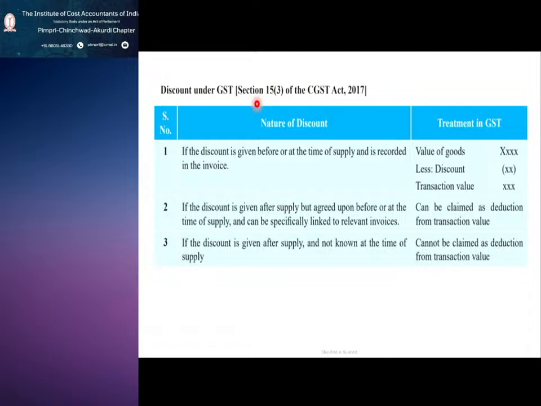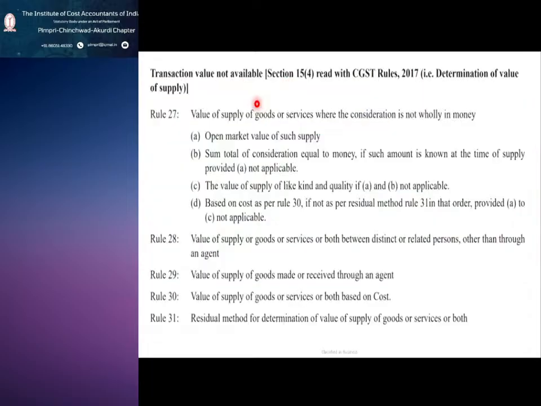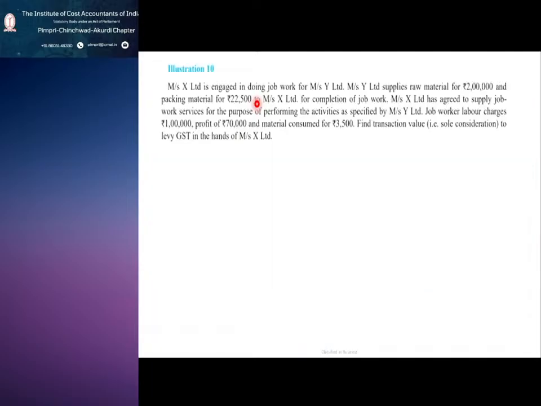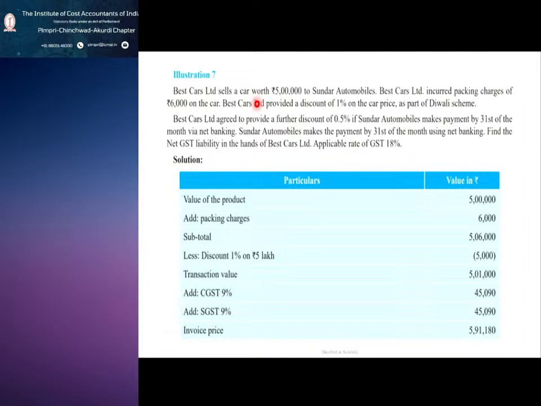Agreed before or at the time of supply means before I send the material, before the movement of goods happens to the customer end, this has been agreed, or at the time of supply, and it can be specifically linked to the relevant invoices. And if the discount is given after supply and not known, you cannot claim it as a deduction. So let us go back to this example which covers all the 3 different types of discounts.